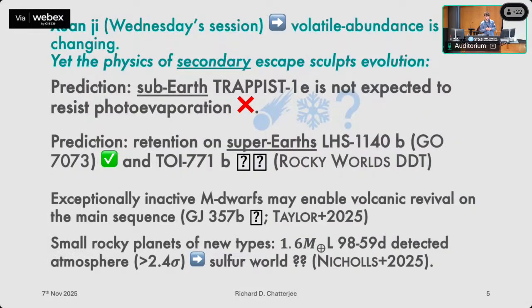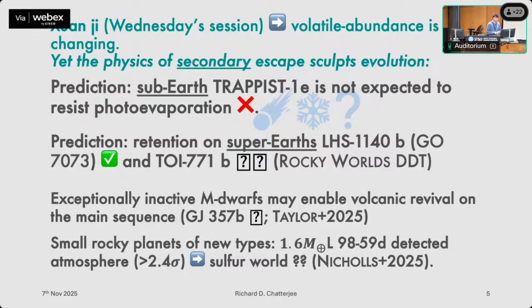The first is that the sub-Earth TRAPPIST-1e is not expected to resist photoevaporation. Atomic line cooling won't be very efficient. Its gravity is significantly lower than Earth's, and so you should go back to maybe Tian's threshold, and it's way above that threshold for all of its lifetime. Never say never: late delivery by comets, all these things could mean perhaps it has one. But that's, I think, the best prediction from secondary atmosphere escape.